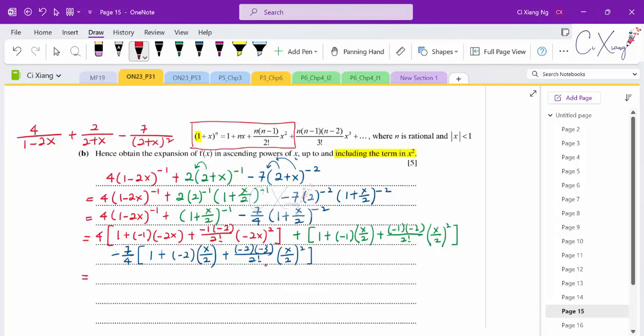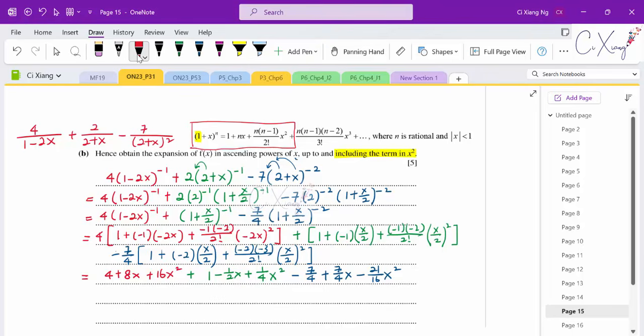For the red color one, you will have 4 plus 8x plus 16x squared if you multiply everything inside. Then for the green color one, if you simplify, you should have 1, then minus half x, and also plus 1 over 4 x squared. Then how about the blue color? If you expand it, you have negative 7 over 4, then plus 7 over 4 x, and also minus 21 over 16 x squared.